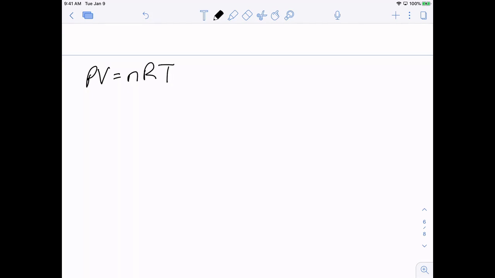So P was our pressure, V is our volume, n is the number of moles, T is temperature, and then R is our gas constant. So this one is also on the back of your periodic table. Just make sure you use the right gas constant. There's actually two of them when you look it up. So one of them has units of joules per mole Kelvin, and then this one has units of liter atmospheres per mole Kelvin. You want the liter atmospheres one.